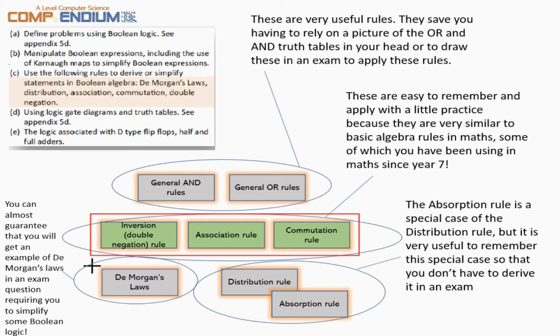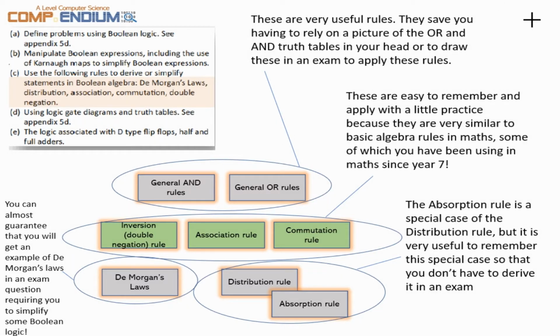Now, De Morgan's laws, they are called laws. There's 2 of these to remember. They're very, very similar. Although they're called laws, we apply these in exactly the same way as the rest of our rules. So De Morgan's laws, we'll come across these a little bit later in the video, obviously, but again, if you know these laws, it's very, very easy to spot opportunities to apply them straight away when you're given a Boolean expression to evaluate.